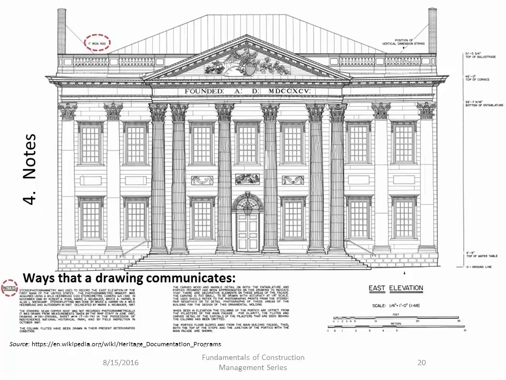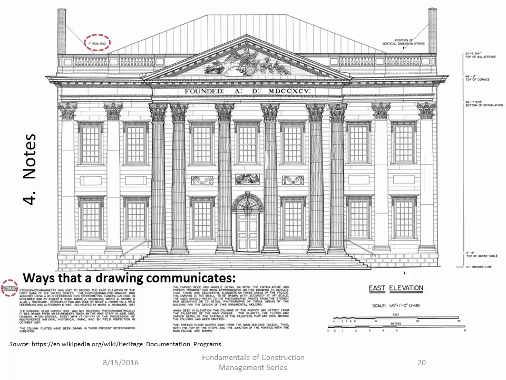And continuing with the theme of ways that a drawing communicates, sometimes drawings will actually spell out a notes section, and that's what I've highlighted with the red dotted circle in the lower left of this slide. The architect here is specifically stating certain parts of the drawing that they want to communicate through written text, and there's a note that tells you exactly what the architect is thinking.